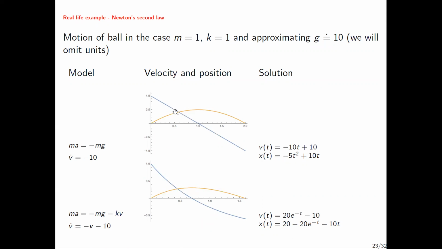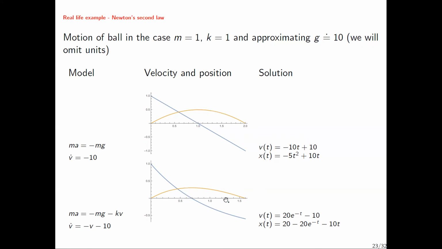So this graph represents the motion of the ball without assuming air friction, and the second graph represents motion of the ball assuming air friction. So this blue line is the velocity, and this orange curve is the position. So you see that assuming no air friction, the motion is symmetric. So the ball goes up, reaches the highest point, and then returns back to the initial position, and everything is symmetric.